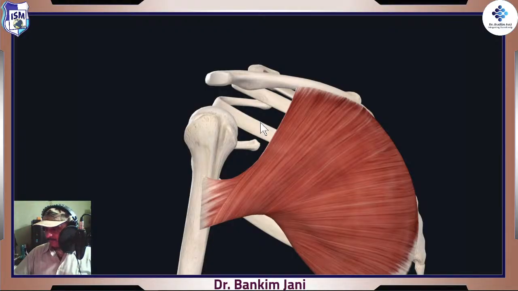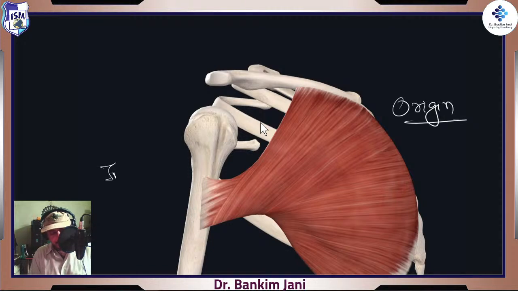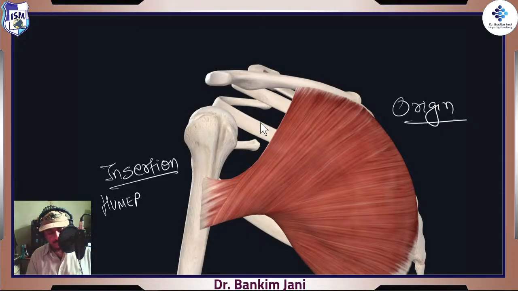Seeing it from a different angle, that's where we would like to see the insertion. So this was the origin from where it starts, and from here, this is the insertion. This insertion is on the humerus. Now, this insertion is, this was what it was, the tubercle, right? So greater tubercle, lesser tubercle.